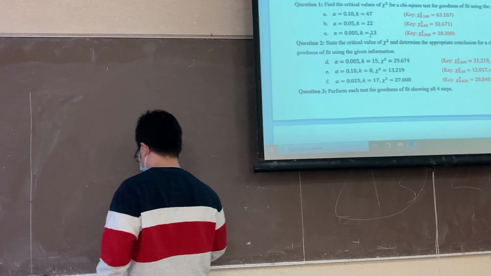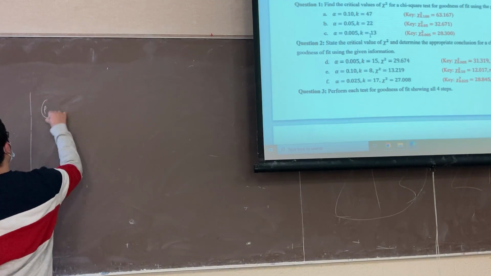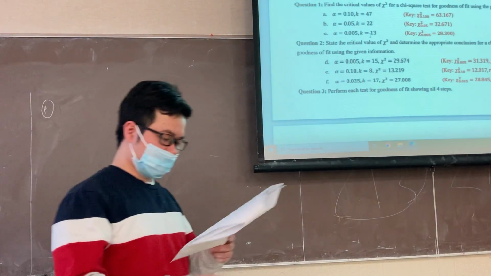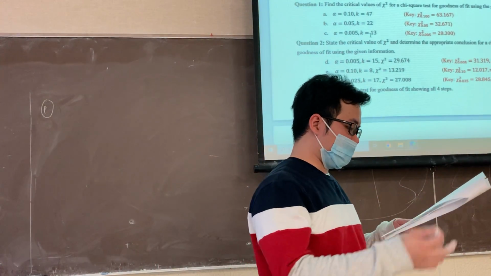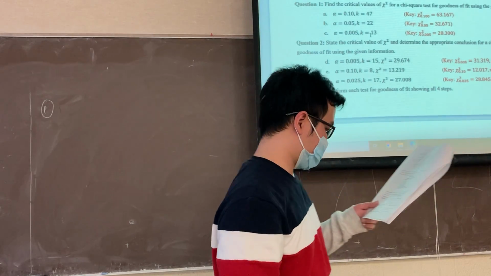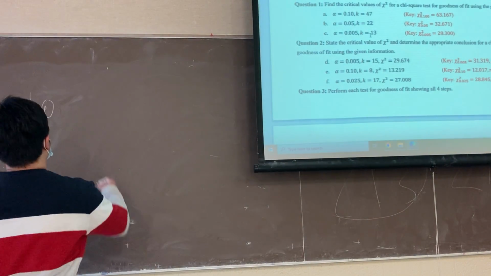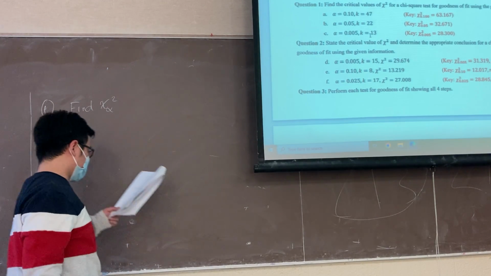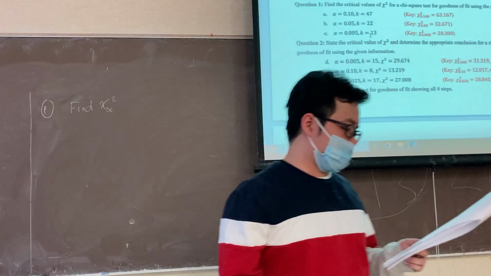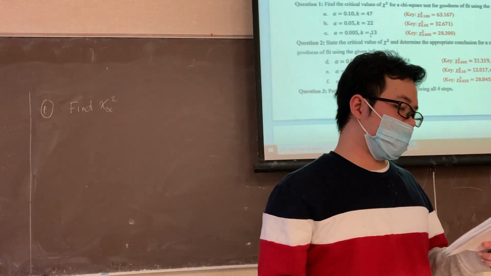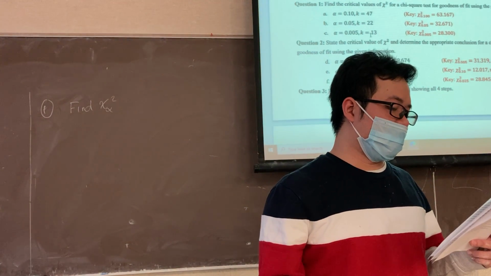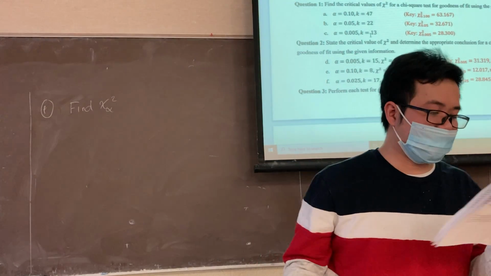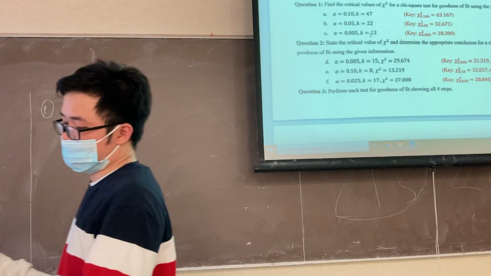So we go on to question 1. We find the critical value of chi squared. That means they ask you to find chi square alpha. This kind of homework question helps you practice how to find chi square alpha by using the table of critical values of chi square. This is the purpose of question 1.